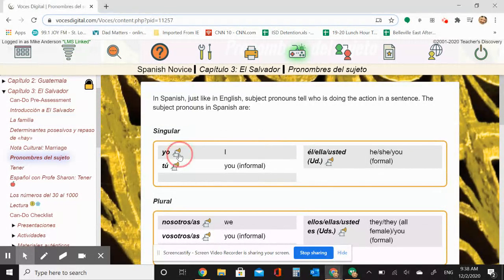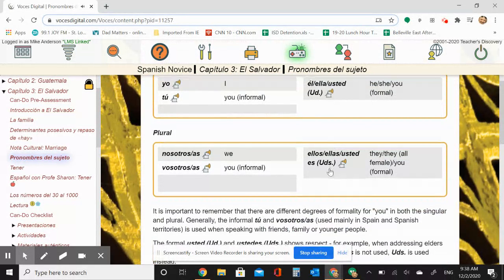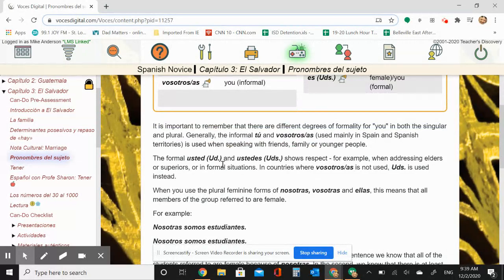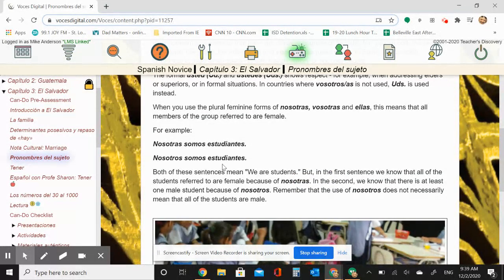So click on each of these. It'll say yo, right, for I. Tú for you, and that's the informal. Él, ella, usted, right? And that means we get to go down to the plurals, and those are right here. The vosotros and vosotras we're not going to use very much because that's in Spain. And then read this. Look through it, read it carefully.